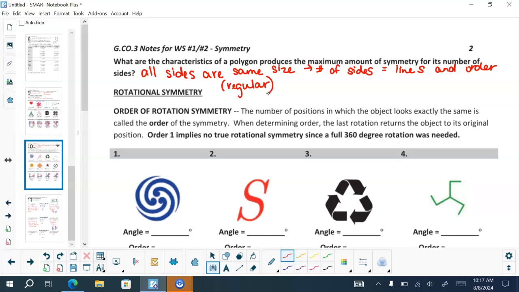When you're determining the order, the last rotation returns the object to its original position. Order of 1 implies that there's no true rotational symmetry since a full 360-degree rotation was needed. So if you can't find any other positions for that shape to be turned in and have it look the same, then you have to say it has an order of 1 because it had to go all the way back around in a complete circle before it got back to its original position.